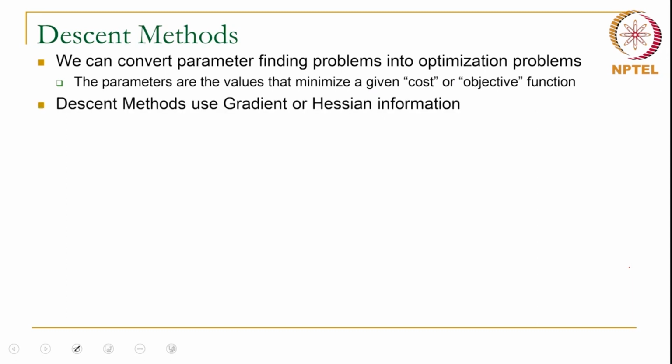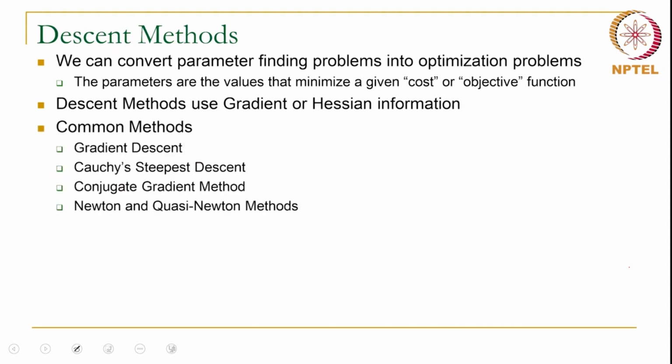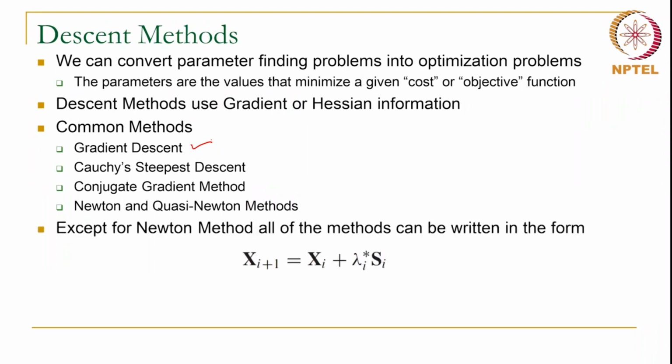Now, what descent methods do is they use gradient information. In some sense, you have already used it. There are a whole set of common methods. There is gradient descent, which is what we will be doing, the extent of what we'll be doing in this course. There is something called Cauchy's steepest descent. That's really kind of hard to apply, especially with neural networks. There is conjugate gradient, and those of you who have taken my optimization course or Professor Balaji's optimization course would have seen these other methods. There are things called Newton and quasi-Newton methods, and Levenberg-Marquardt is effectively something like a quasi-Newton method. Okay, all of these methods can be written in a very simple form.